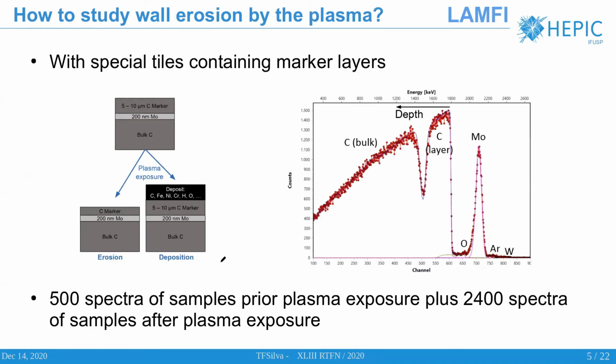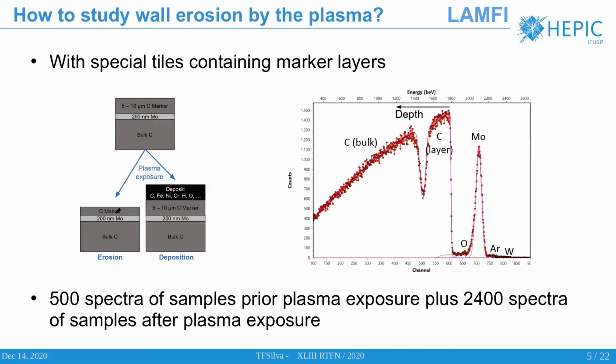Basically, we produce special tiles containing a molybdenum marker layer. So it's made out of a bulk of carbon. You have a very thin film of molybdenum on top of it, and on top of it all, we have a thicker layer of carbon. The carbon layer is between 5 and 10 micrometers. It's a large deposit, so it's hard to keep it homogeneous. So we have to measure this at some point.